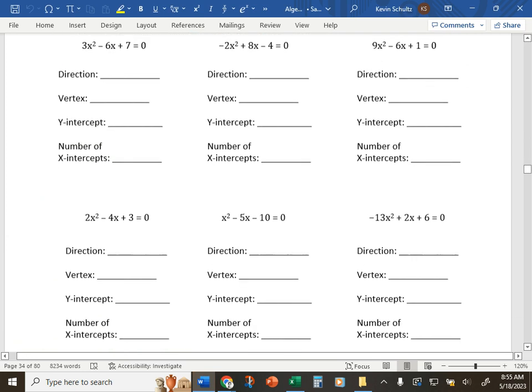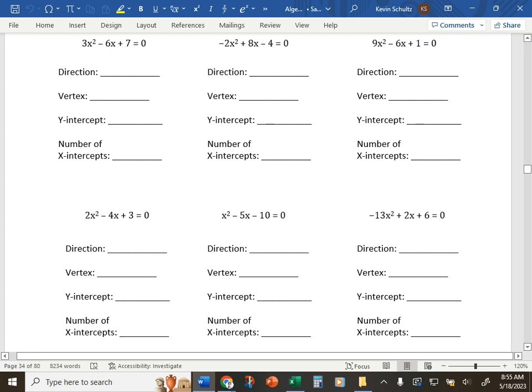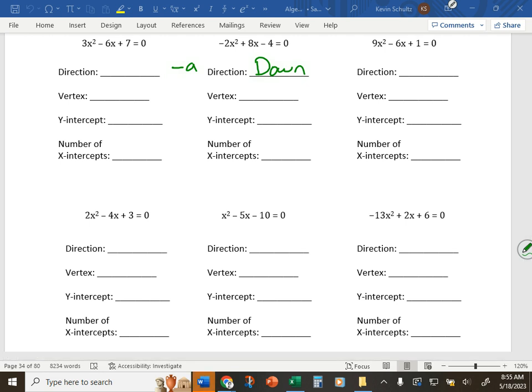Negative 2x squared plus 8x minus 4. Does this open up or does it open down? It opens down. We know that because our a term is negative, right? It's a negative a term. That negative 2, it opens down.